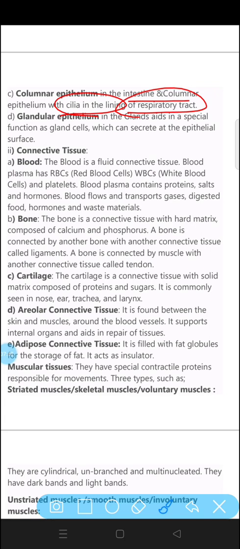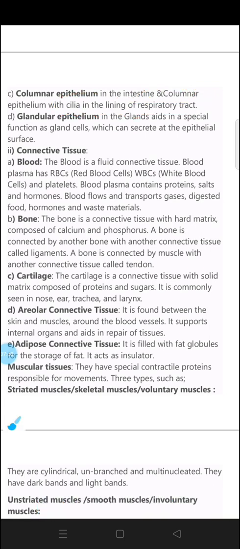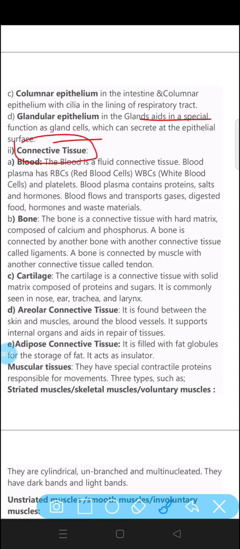Next type of tissue is glandular epithelium tissue. In the gland, there are gland cells which secrete on the epithelial surface. It secretes the different types of glands. Next type of tissue is connective tissue. Connective tissue has been divided into blood and plasma.